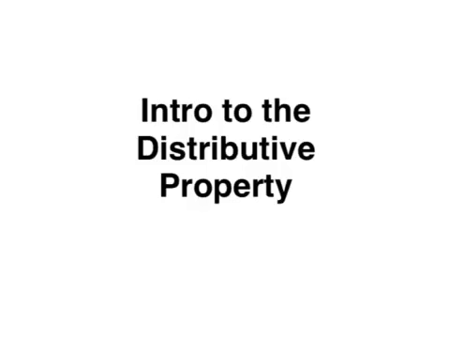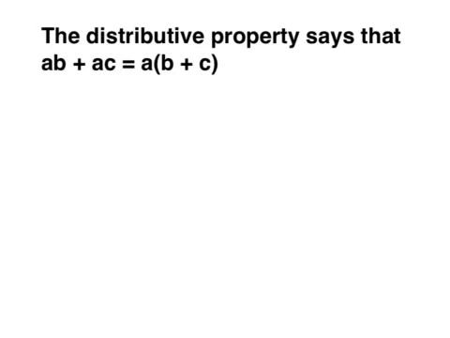Alright, you little mathematicians, today we're going to learn about the distributive property. This is just an introduction. We'll continue talking about this even after we start talking about algebra and start using variables, but this is the first time we'll see it this year. So the distributive property says that AB plus AC equals A times B plus C.